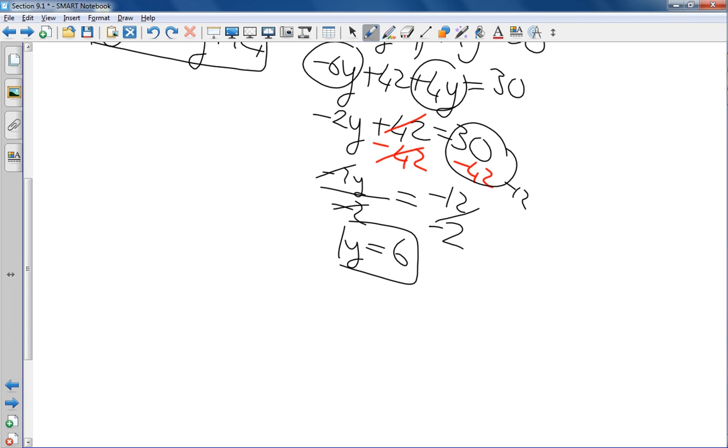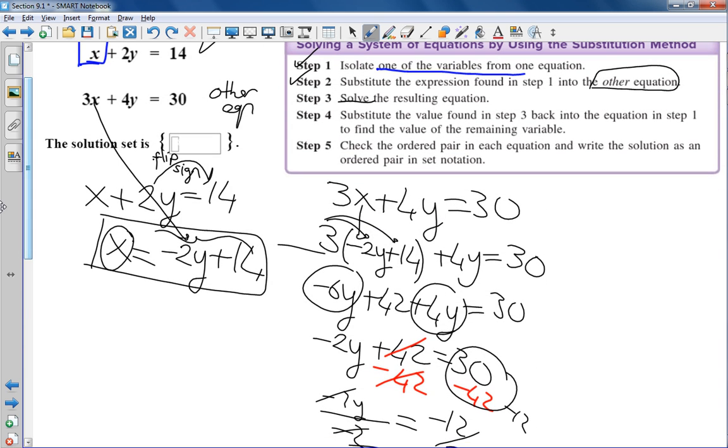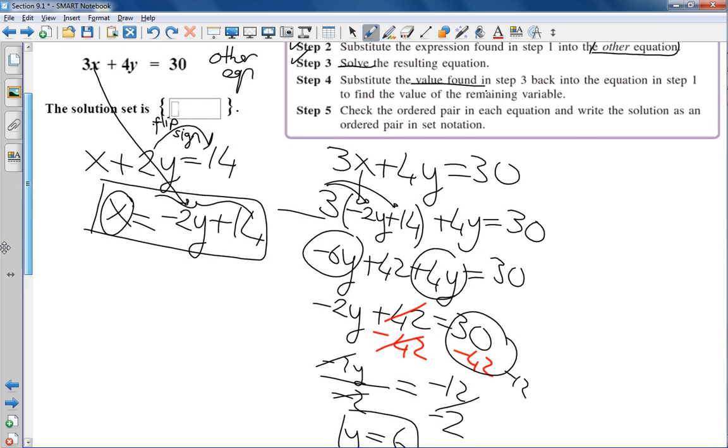Why is it halfway? Where is the other half? X. You still need to figure out x. Okay, you found y. How do I get x? Let's keep reading the steps. We solved the remaining equation. Now you found the value, right? You found a value for y. We did, which was 6. Yes, it was 6. And use it in the equation in step 1.